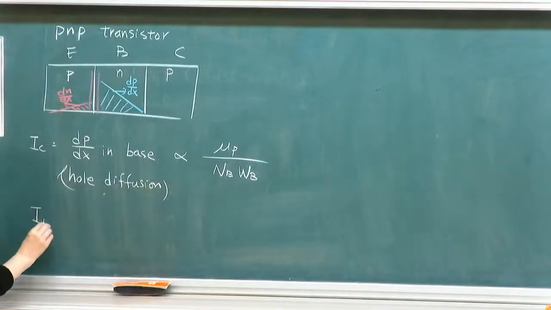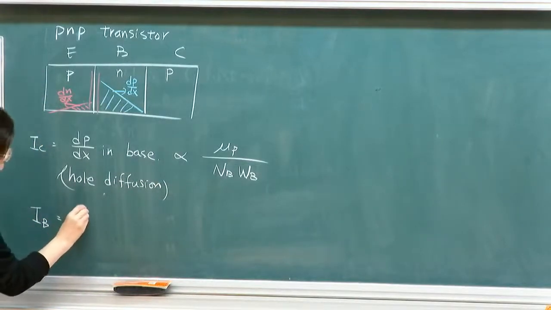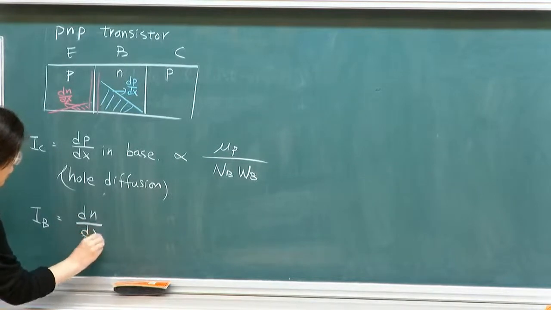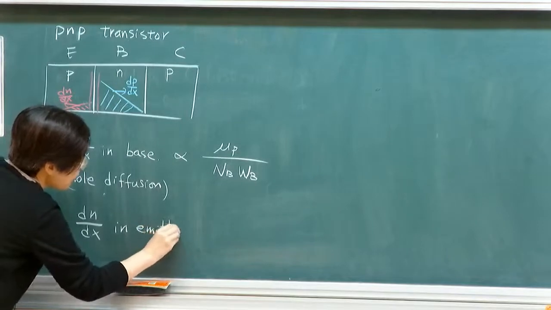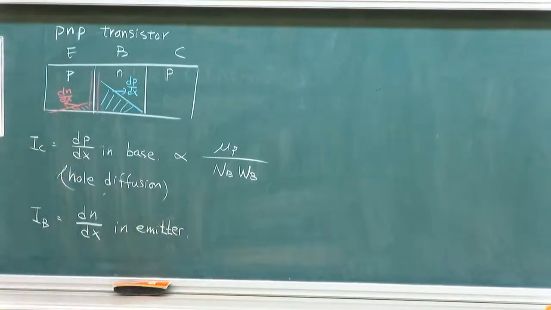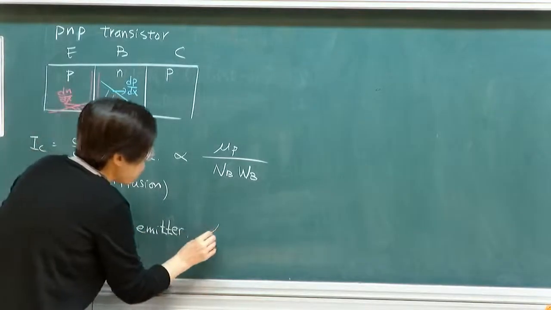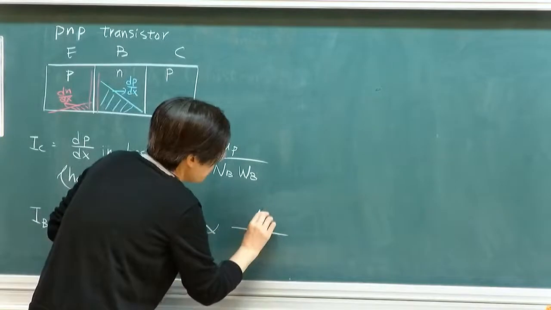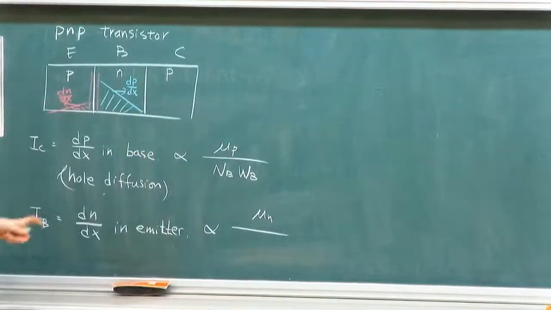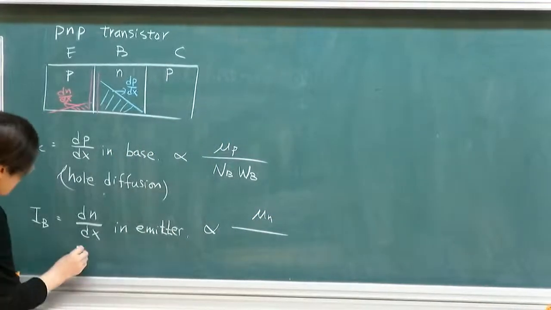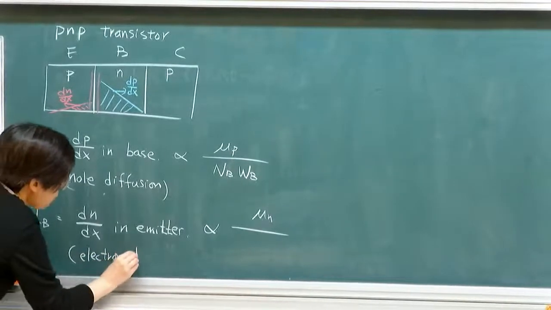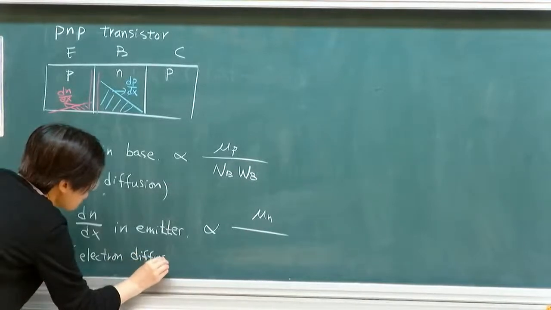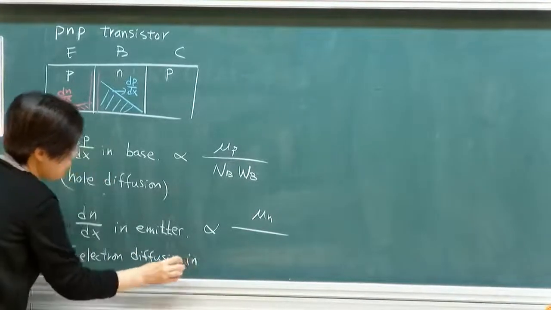And the base current is determined by dn dx in emitter. Okay? So for dn dx in emitter, it would be proportional to mu n because it's an electron current. So it's electron diffusion in emitter. Let me write it down. It's electron diffusion in emitter.